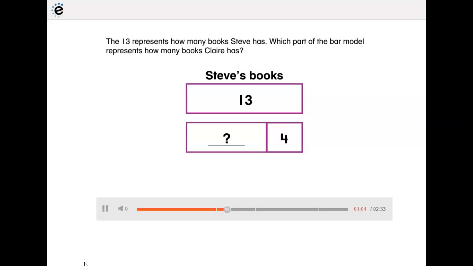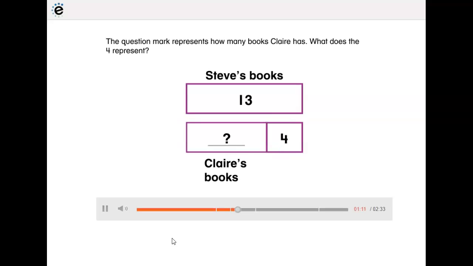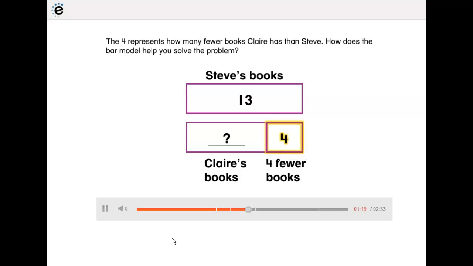Which part of the bar model represents how many books Claire has? Select your answer. Now we know that Steve has 13 books total, but we don't know how many books Claire has. So we would choose the question mark. The question mark represents how many books Claire has. What does the 4 represent? The 4 represents how many fewer books Claire has than Steve.